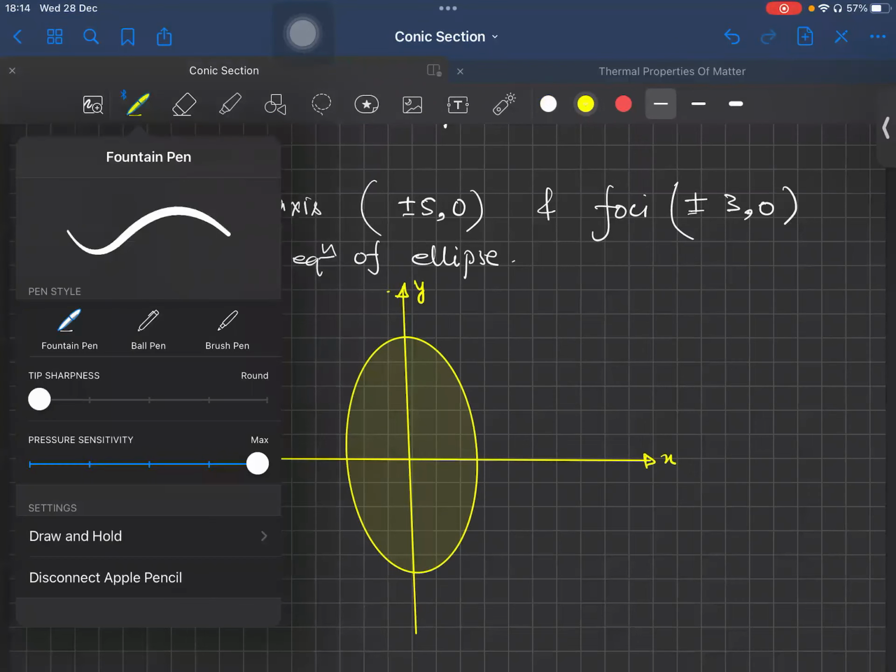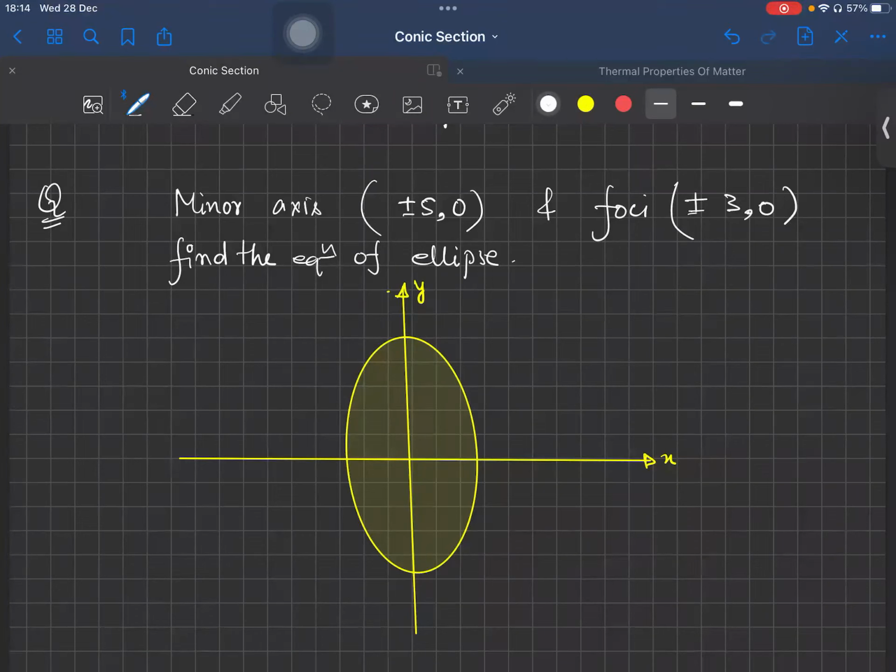Now what else is given? The minor axis is plus or minus 5, 0. That means this point is given 5, 0 and this point is given minus 5, 0. That means b is equal to 5. Okay, sorry, a is equal to 5, right? Because it is on x, it is a, 0, no? And this is minus a, 0. That's why a is equal to 5. And this is the semi-minor axis. All right. What else is given? Foci is given plus or minus 3.